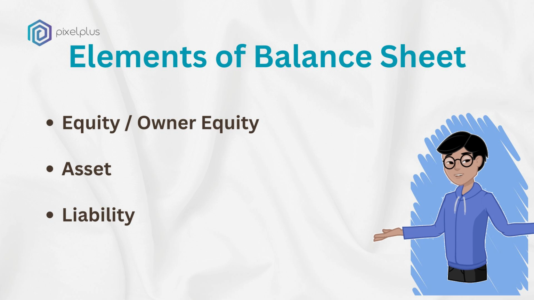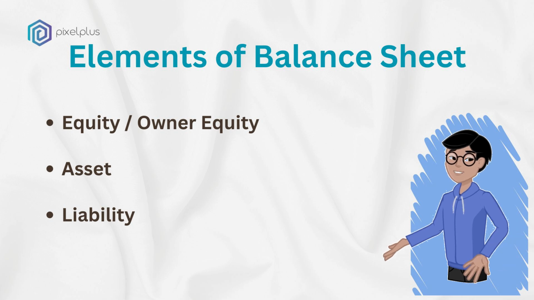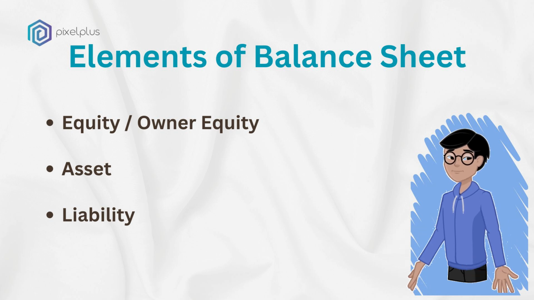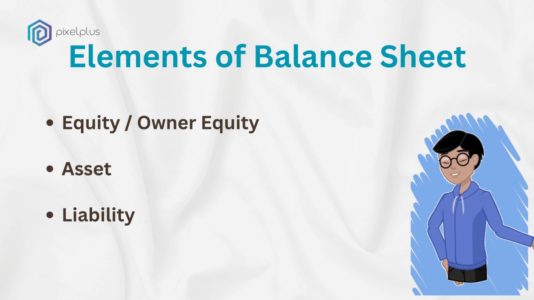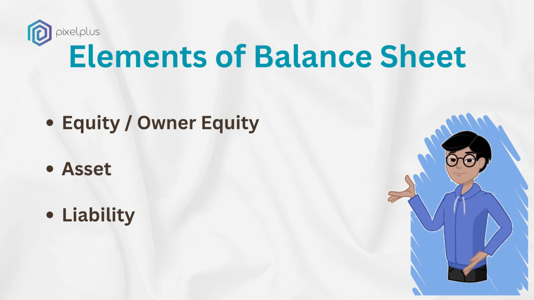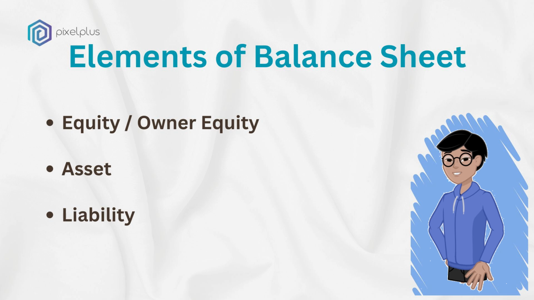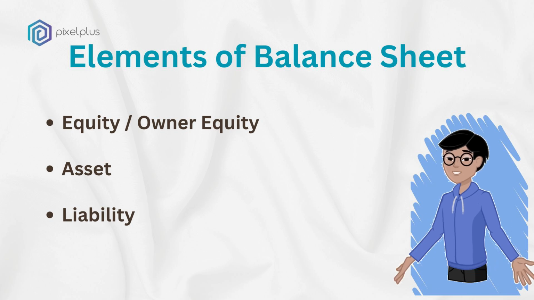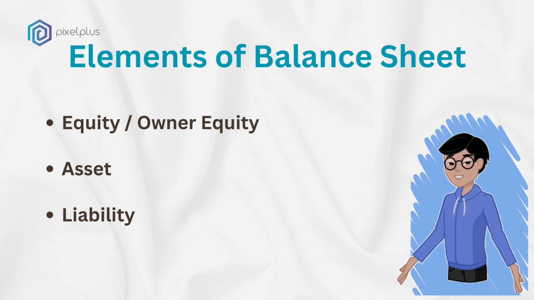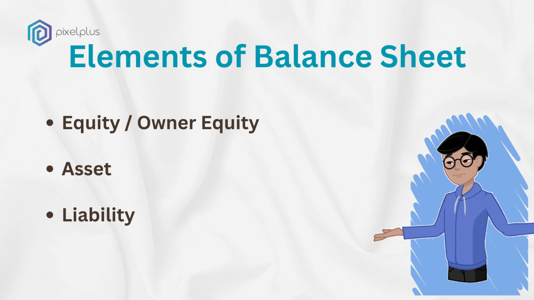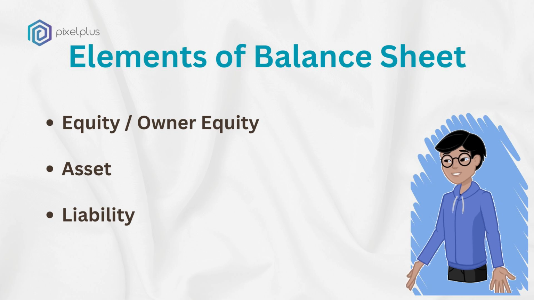Short-term liabilities are due within an accounting period of 12 months, and long-term liabilities are due in more than 12 months. So there are categories of liabilities. The first one is current liability, the second one is non-current liability, and the third one is contingent liabilities.